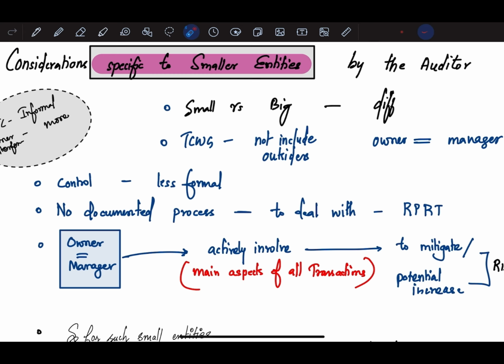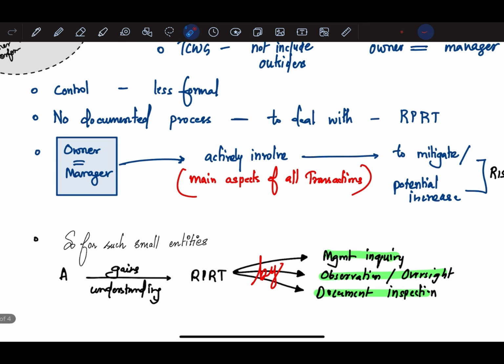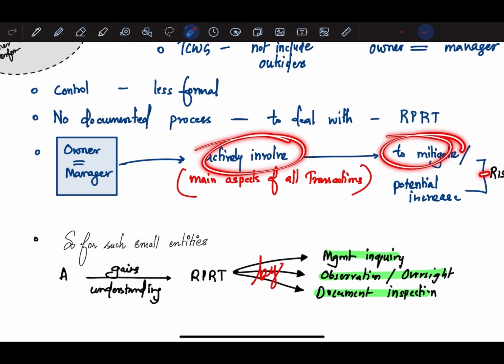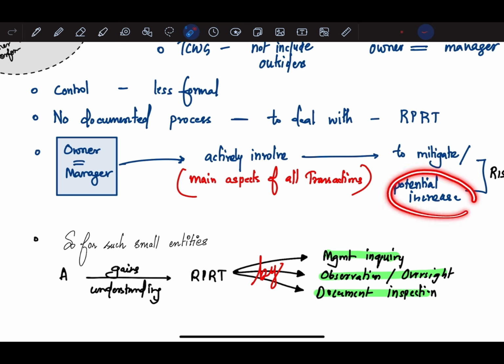And in case of small entities, the TCWG does not include outsiders. The owner will become the manager. The owner and the manager are the same person in case of small entities. So the controls will be less formal, and there is no documented process to deal with related party relationships and transactions. Where the owner and manager are the same, there is active involvement of the manager and the owner in all main aspects of transactions. So active involvement to mitigate the risk, and sometimes because of active involvement the risk may even potentially increase.